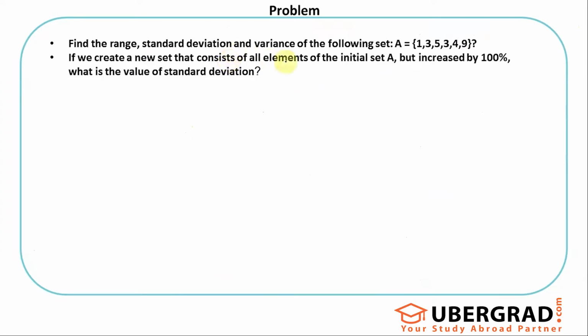Find the range, standard deviation and variance of the given set. So they gave us a set like A: 1, 3, 5, 3, 4, 9. So range, as I said, is simply maximum minus minimum. So 9 minus 1, 8 is the range. What about the standard deviation?